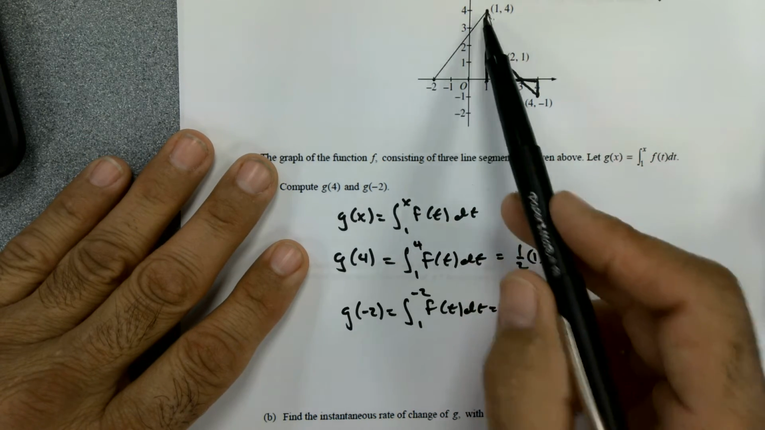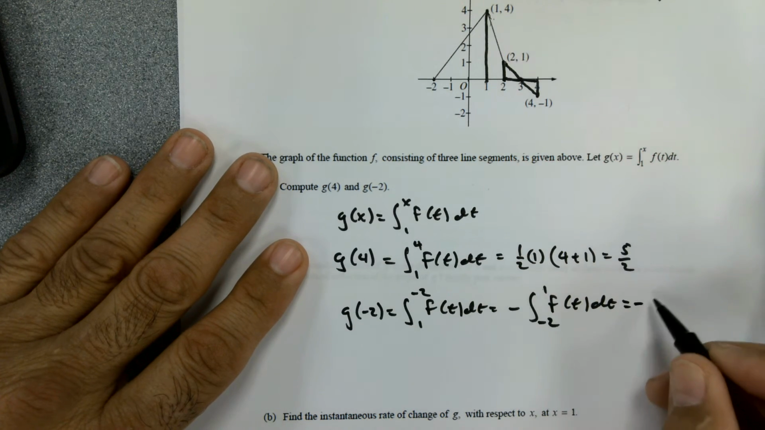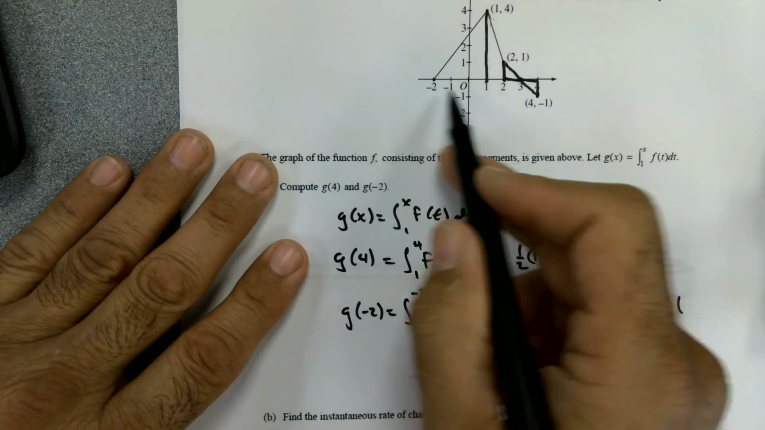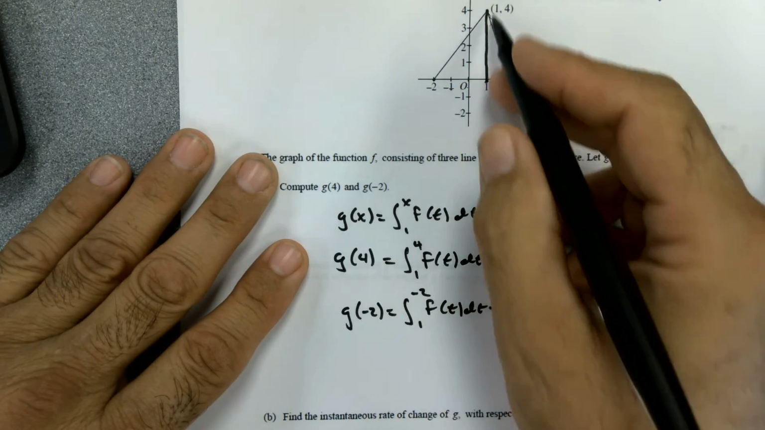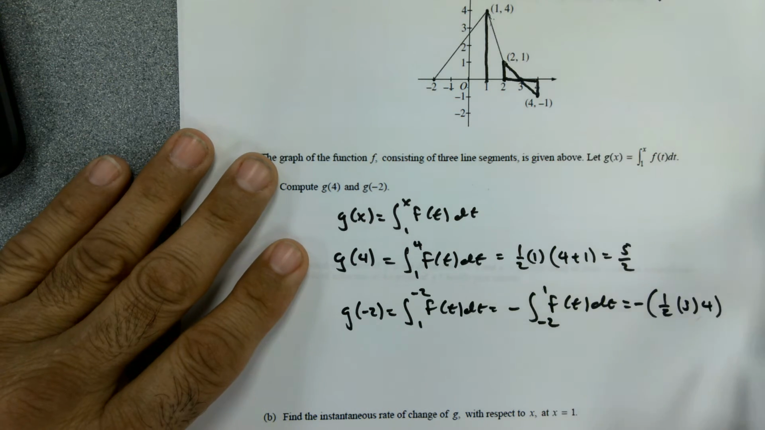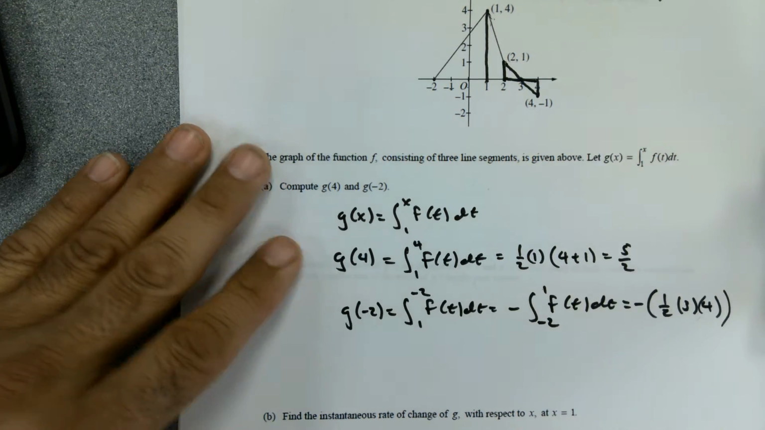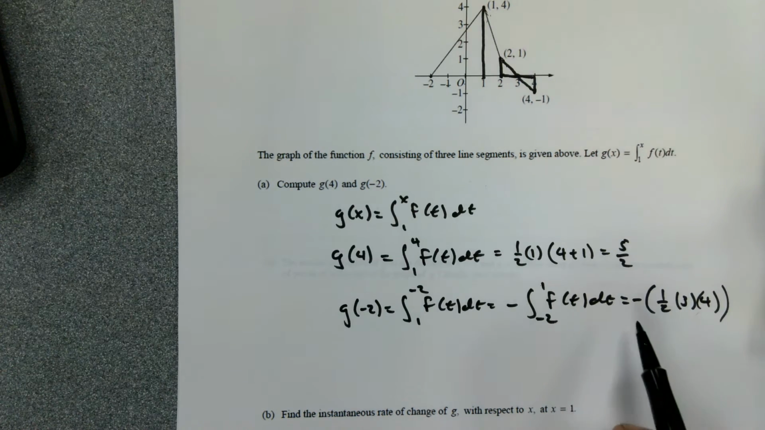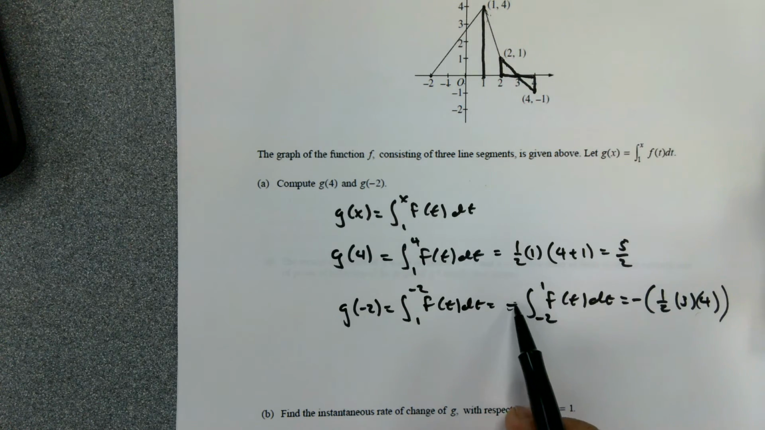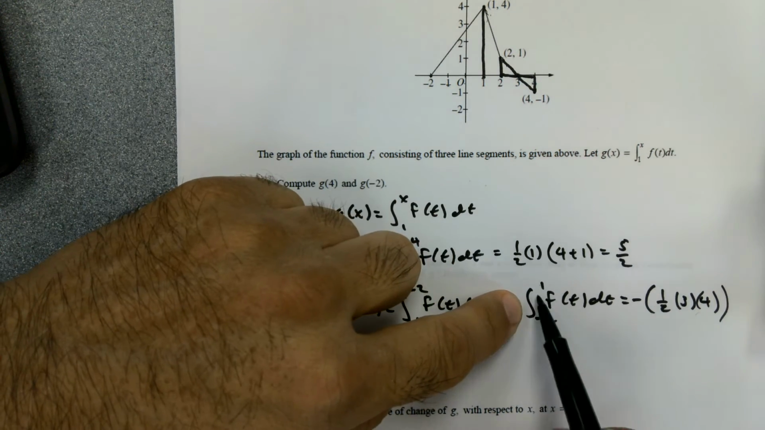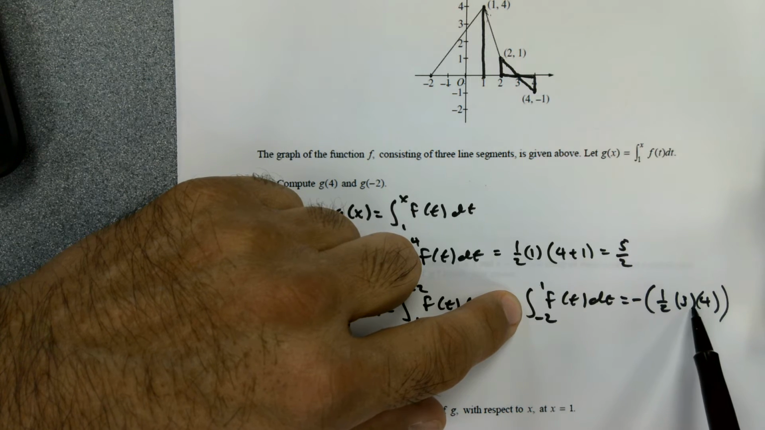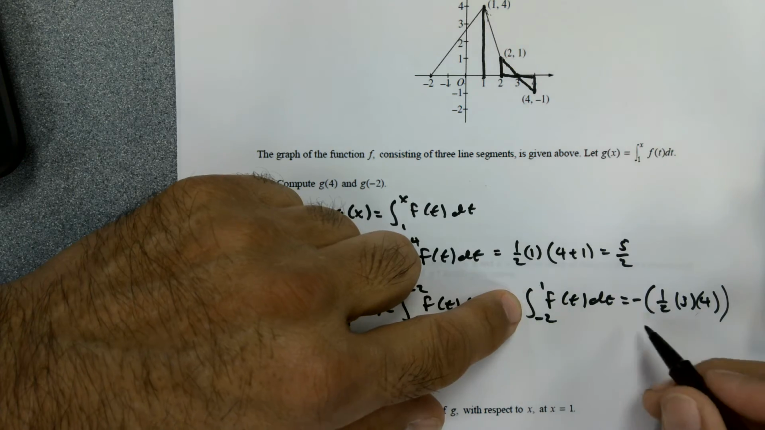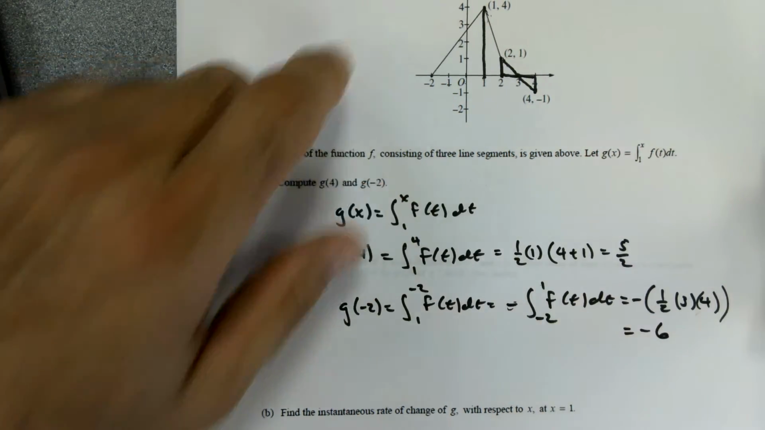And to find the area of this triangle, it's going to be equal to 1/2. The base is 1, 2, 3, and the height is going to be a 4. Now one thing that was kind of tricky that I kind of skimmed over is this negative. This negative is going to be out here because we flipped the limits around. So we come up with, I don't know, -6. So this value is -6.